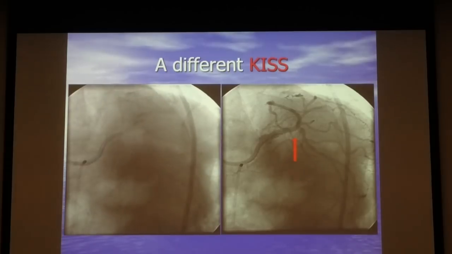Made him hemodynamically stable. We had a pacemaker standby. We did fantastic. And the patient kept coming to see me for two or three years afterwards. So this is what we call a different case. What is the different case? Keep it stupidly simple.